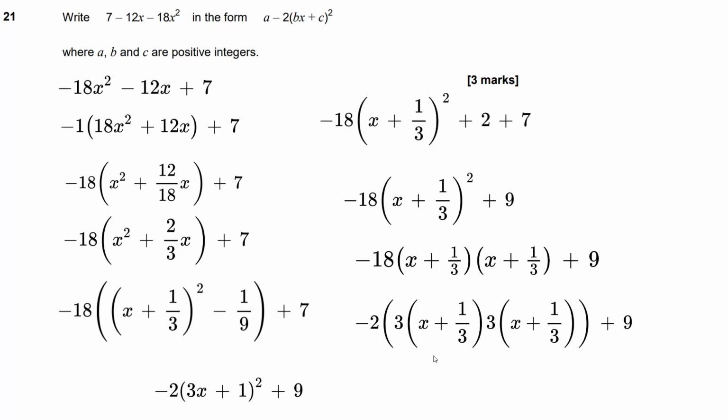And then that becomes 3x plus 1 squared, because these two will become the same thing. And then just put the 9 on this side because you want it in this form as it wants, like that. And that's the entire paper. That's all 80 marks done in, I think, around 25 minutes. So yeah, that's it.